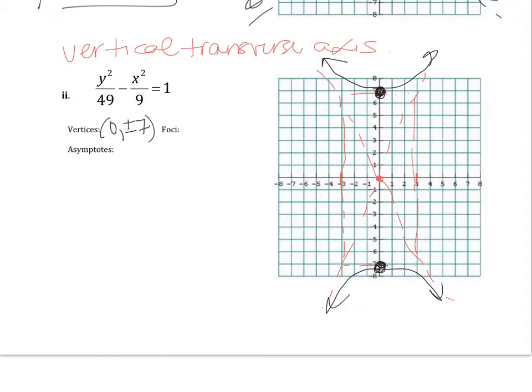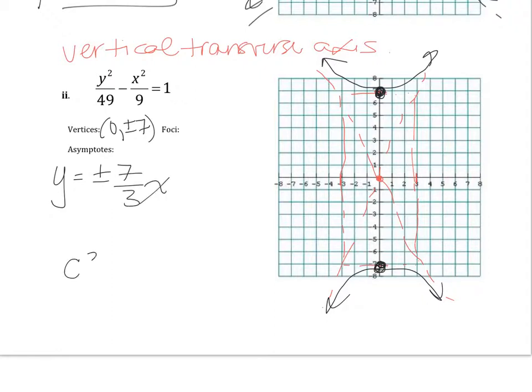The asymptotes here, again, we have a center at (0, 0), so a y-intercept of 0, so we really just need the slope, and the slope we can see is just half the height and half the width of our rectangle, up 7 over 3. So our asymptotes are plus or minus 7/3 x.